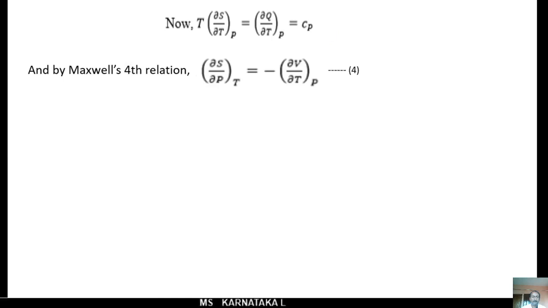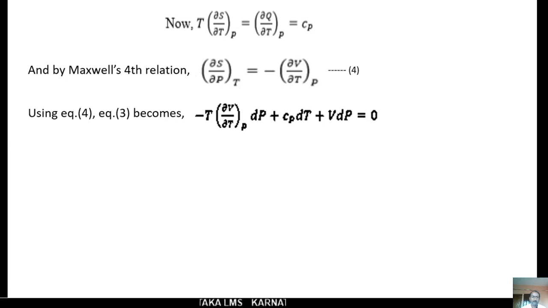And by Maxwell's fourth relation, thermodynamic relation, that is ∂S/∂P as a function of temperature, which is equal to minus of ∂V/∂T as a function of pressure. This is Maxwell's fourth relation. Let it be equation 4.